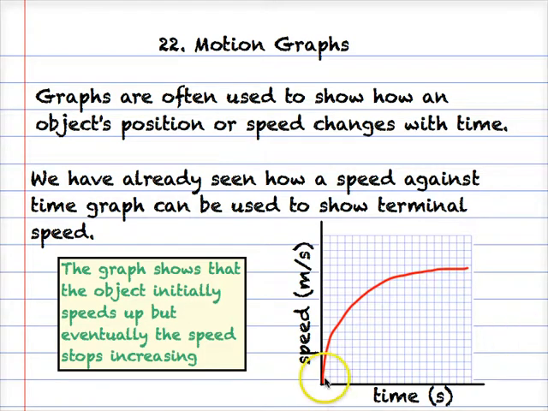We can clearly see that the object's speed is increasing, it's accelerating, but the rate of increase drops off, and finally we don't have any increase in speed at all, and that's what we call the terminal speed. We can use graphs to represent any kind of motion, so let's look at another example.